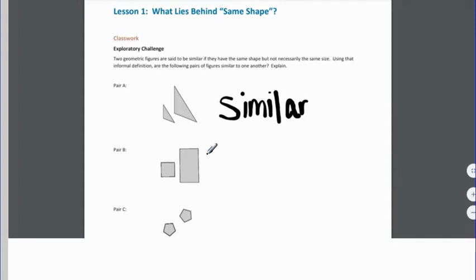Hey, wake up, please. Wake up. Similar, congruent, or neither.